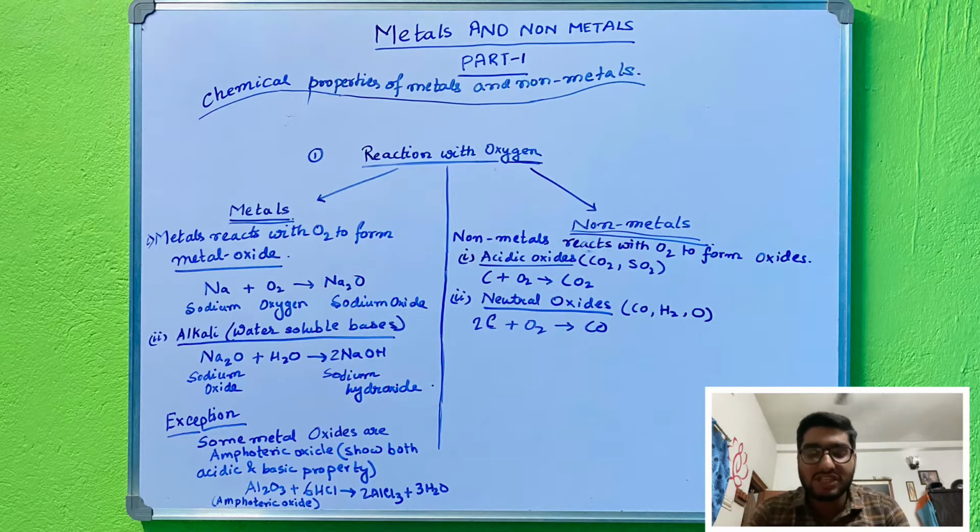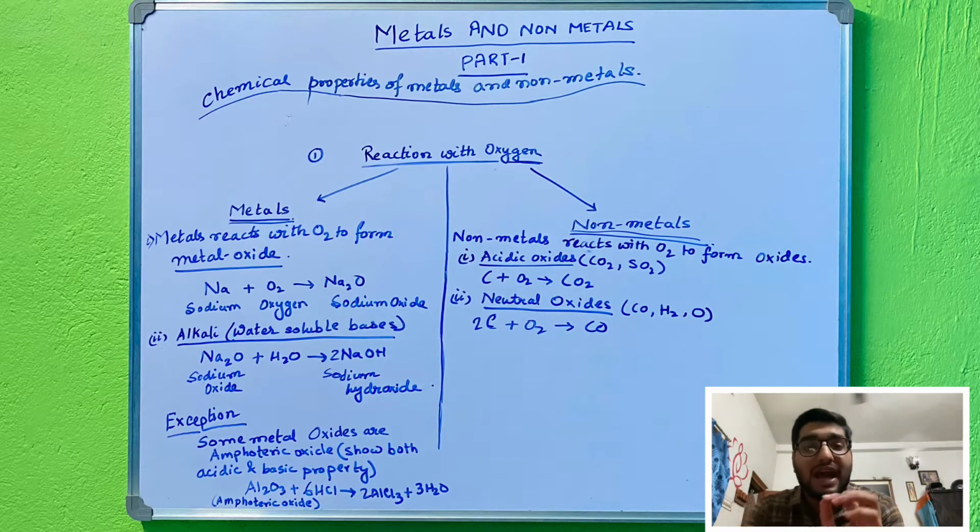You can see one reaction also, that is sodium when it reacts with oxygen, it forms Na2O, that is a metal oxide. Another is when a metal oxide reacts with water, it forms metal hydroxide. You can see another reaction over there, that is Na2O plus H2O gives NaOH. NaOH is sodium hydroxide, Na2O is sodium oxide. So when sodium oxide reacts with water, it forms sodium hydroxide, which is an alkali.